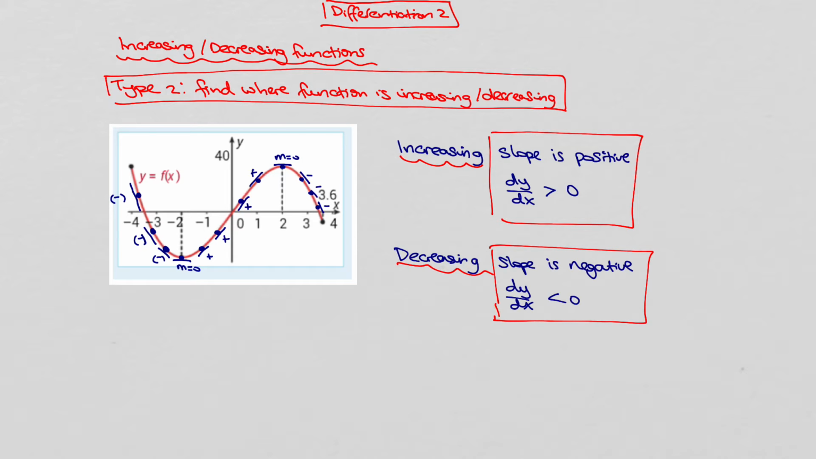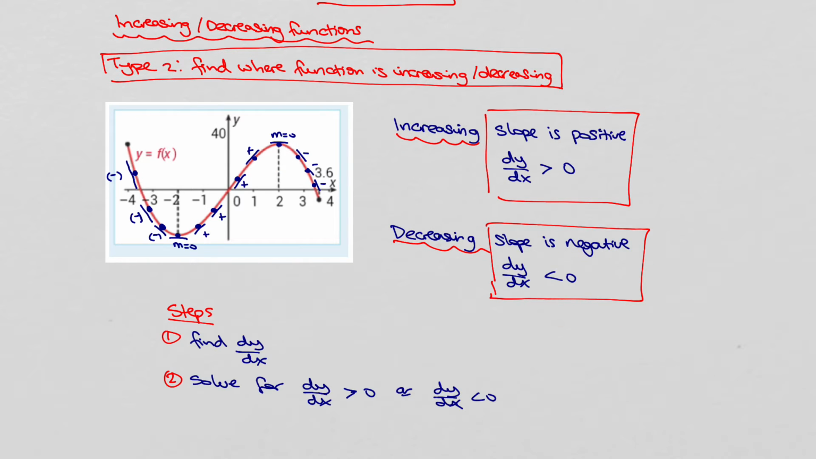So to find the values where the function is increasing or decreasing, we have to find the first derivative, and then solve the inequality. Our steps are: find the first derivative, then solve for where the first derivative is greater than 0 or less than 0, depending on whether you're showing increasing or decreasing. If it's a cubic like this graph, we might be looking for both, so we'd have to solve both inequalities. So let's have a look at an example.